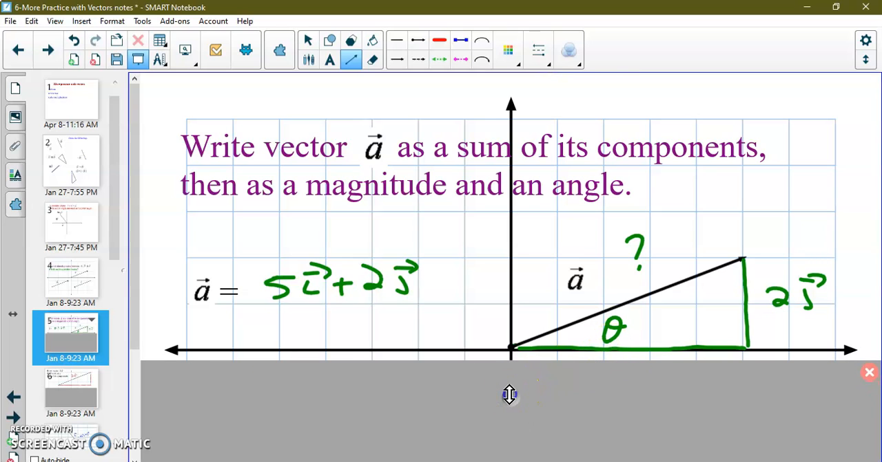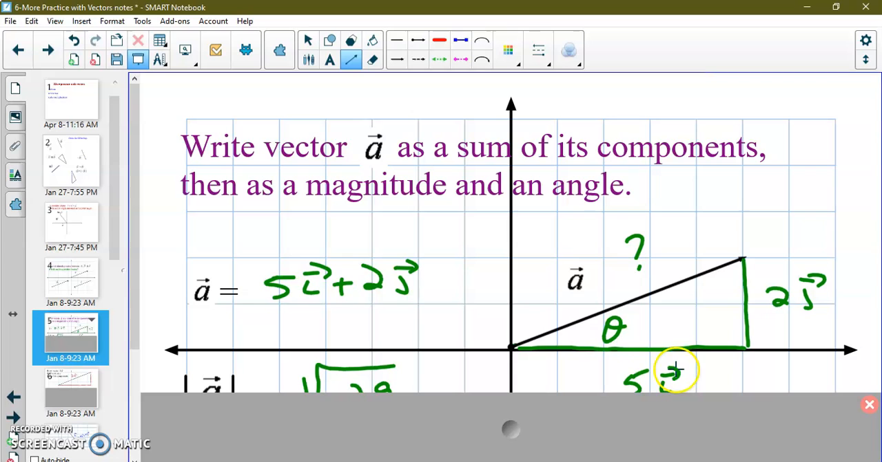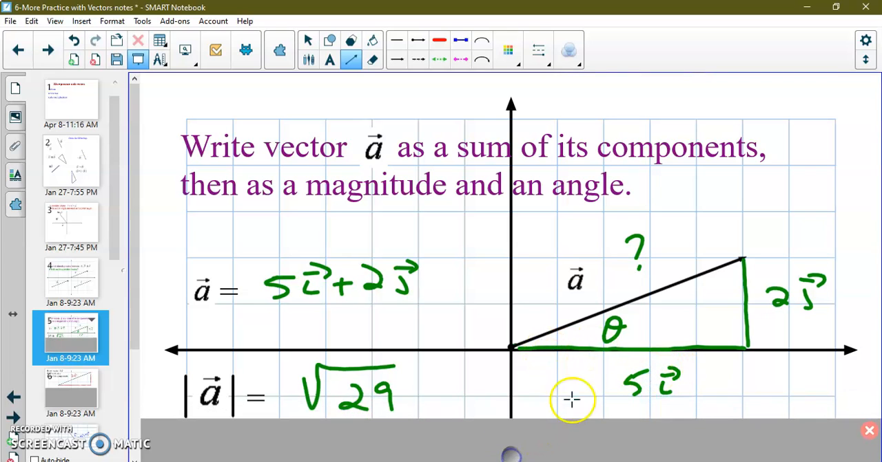And so right here we've got the base of our triangle. Since it's a distance of 5, that's going to be represented by the component 5i, and it goes up 2, so that component is going to be 2j. So vector A as a sum of its components is 5i plus 2j.